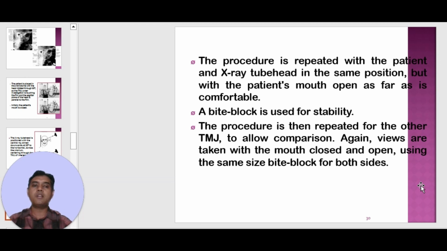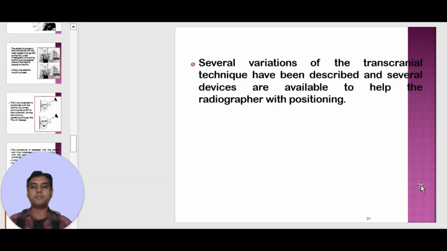The procedure is repeated with the patient and X-ray tube in the same position, but with the patient's mouth open as far as is comfortable. A bite block is used for stability. The procedure is then repeated for the other TMJ to allow comparison. Again, views are taken with the mouth open and closed using the same size bite block for both sides.